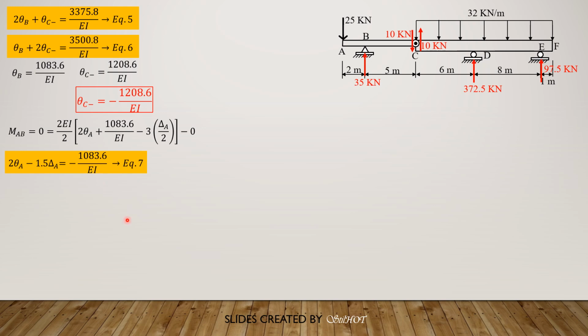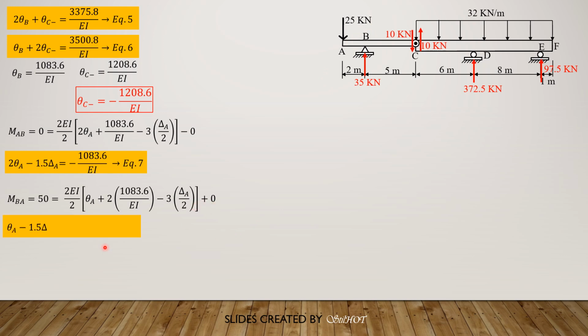Equation 7. Then MBA. MBA is positive 50, and it is equal to 2 times EI over 2 quantity theta A plus 2 theta B, which is this, then minus 3 delta A over 2. There's no load in between, so plus 0. So simplifying, theta A minus 1.5 delta A equals negative 2117.2 over EI, equation 8.